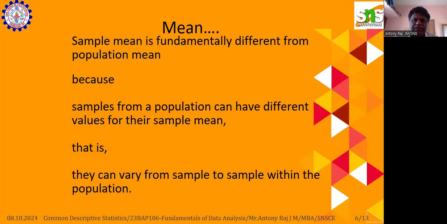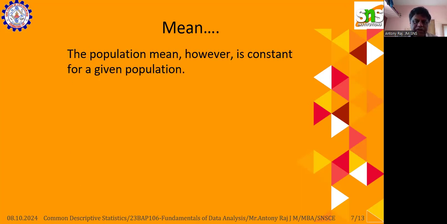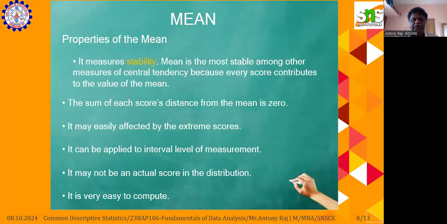Sample mean is fundamentally different from population mean, because for every population we can have different sample mean values. They can vary from sample to sample within a population. But population mean is one single value. It is calculated only one time, and it is constant for a given population. That is why the sample mean and population mean are fundamentally different.